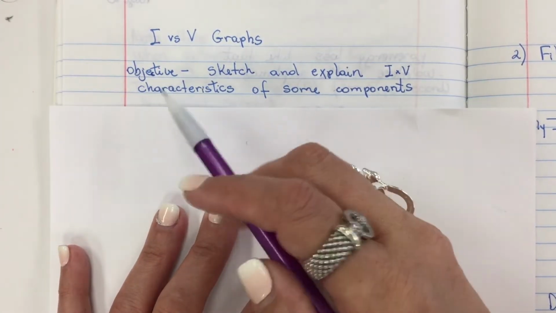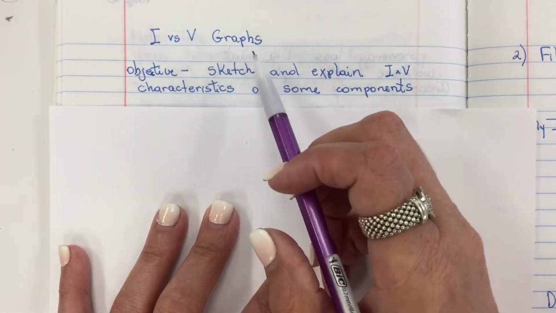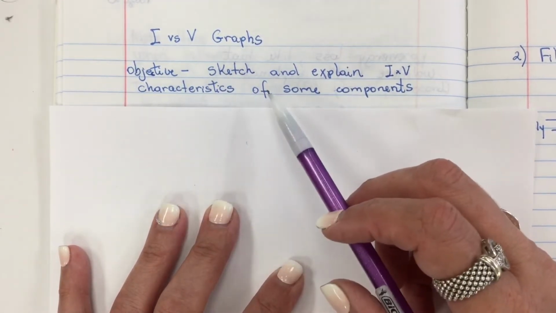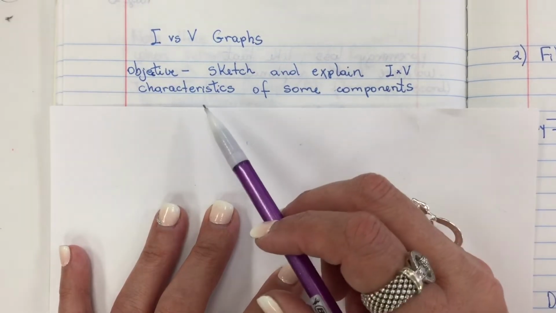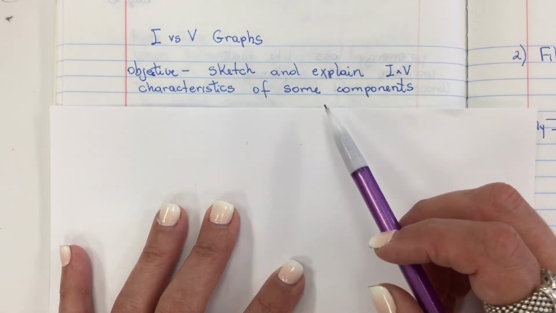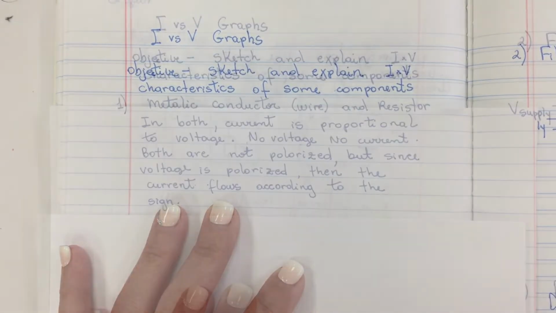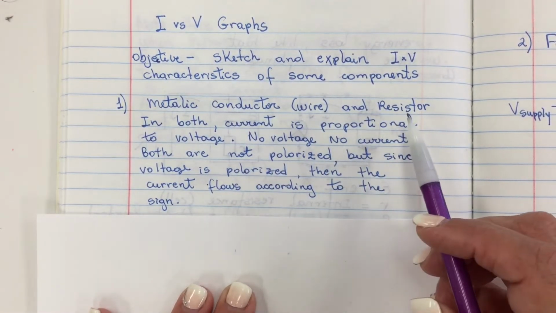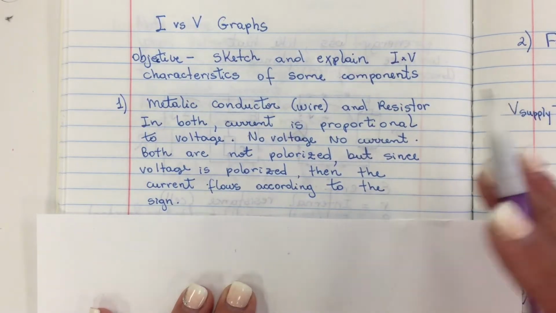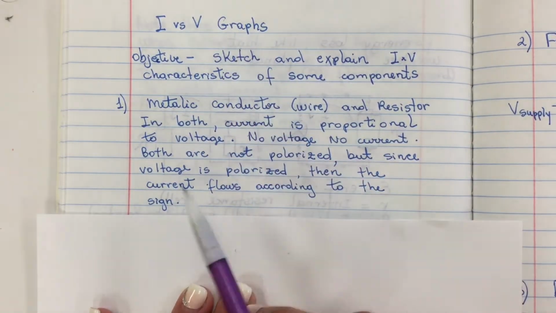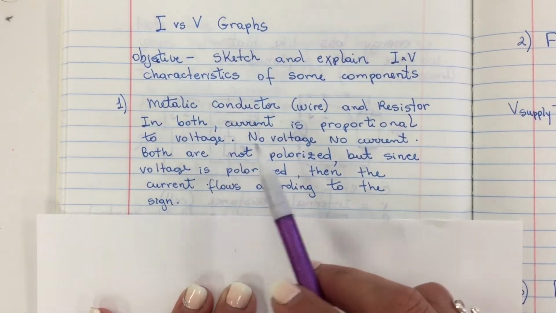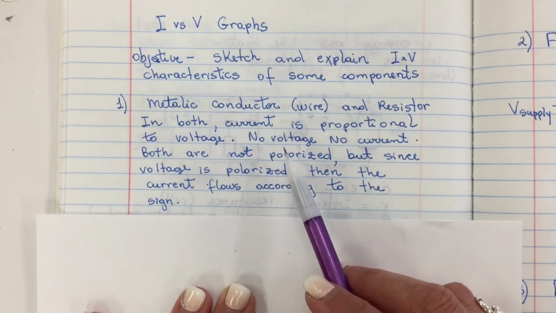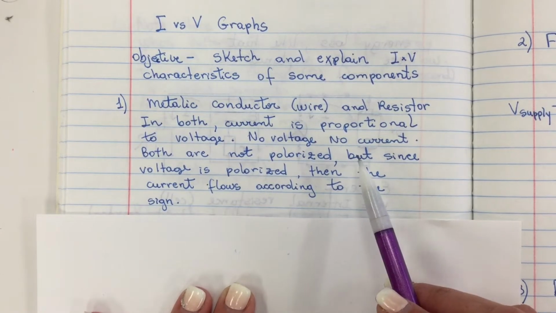Today's lesson is about current-voltage graphs, and the objective of this lesson is to sketch and explain the IV characteristics of some electrical components. Metallic conductor or wire and resistor, they have the same IV behavior. In both, current is proportional to voltage, which means no voltage, no current.